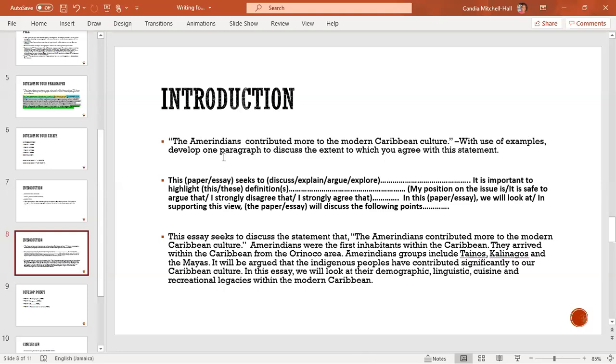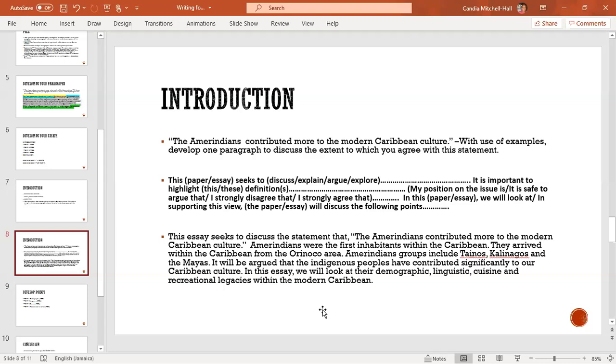The next thing, ladies, when you are doing your introduction, there are certain key terms or key words that you're going to want to define. Sometimes you don't have to define all your key terms in your introduction. You can define your key terms in the body. So for example, the Amerindians, I want to tell the examiner who were the Amerindians because I need one mark for them to know that I have knowledge of who the Amerindians were. So I said the Amerindians were the first inhabitants within the Caribbean. They arrived within the Caribbean from the Oriental area. Amerindian groups include the Tainos, the Kalinagos, and the Mayas.